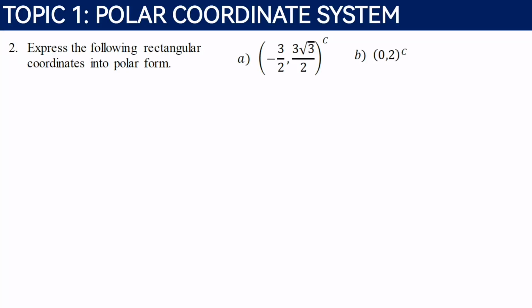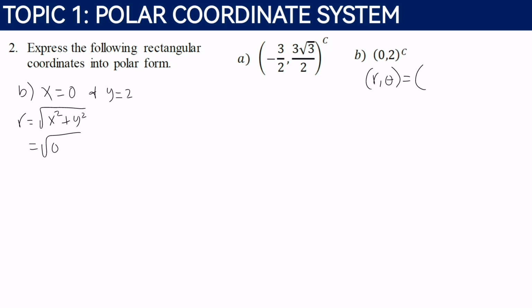Hello again. So let's continue example number 2B. We are given x equal to 0 and y equal to 2. Let's start by finding r, where r is the square root of x squared plus y squared. So this is the square root of 0 squared plus 2 squared. I will get the square root of 4, meaning r is 2.